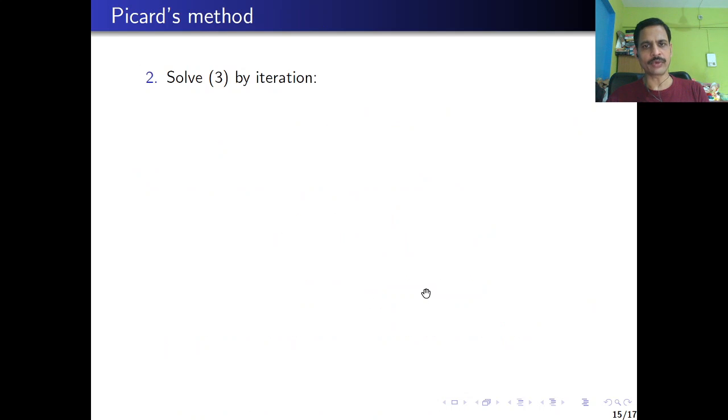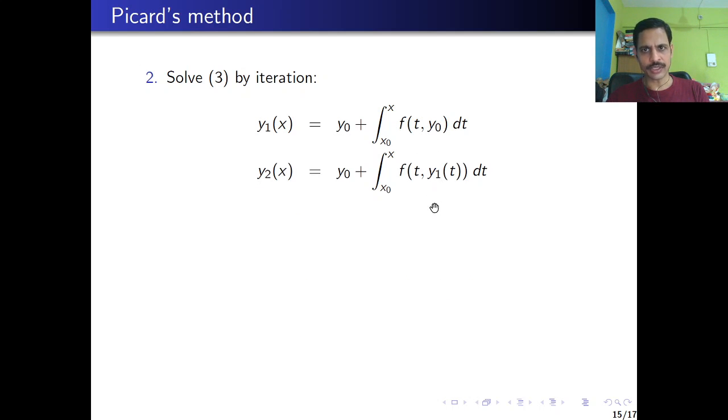Like that we will get yn. So this is the y1. Then after substituting this y1 of x here and performing integration, we get y2, and like this you keep on going till you get yn of x. The general formula is yn of x is equal to y naught plus integration from x naught to x f of t comma y n minus 1 of t dt. These are the iteration steps that you have to perform.